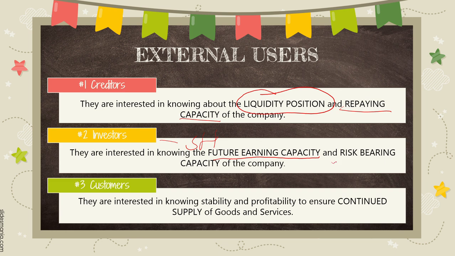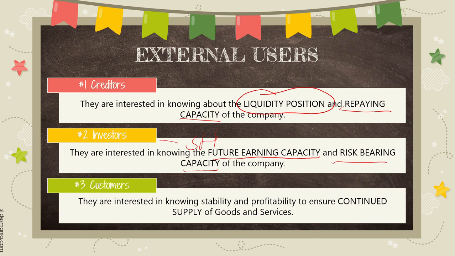And the next one is risk bearing capacity. If there is any unforeseeable situation happening, will they be able to manage? Will their amount be safe even if there is any unintentional happening in the organization? So they should be ready to bear the risk that is happening in the future, right? So to know about the earning capacity in the future and to know whether they have a good risk bearing capacity, the investors will require the financial statement.